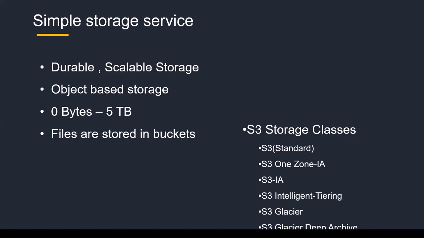S3 Glacier is also the lowest-cost storage class of S3, where you can store your data at a cheap cost. But the retrieval time is very high compared to the previous two storage classes. And the last one is S3 Glacier Deep Archive. It again stores data with a very high level of compression, and the storage charge is the lowest, right?